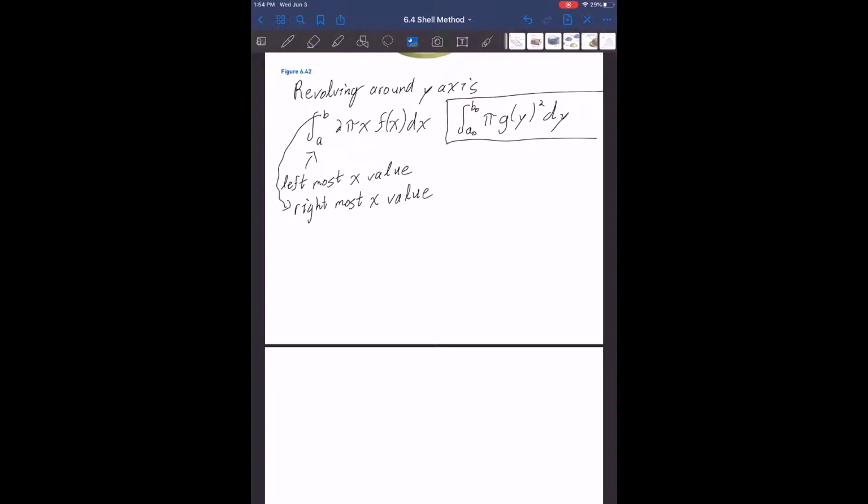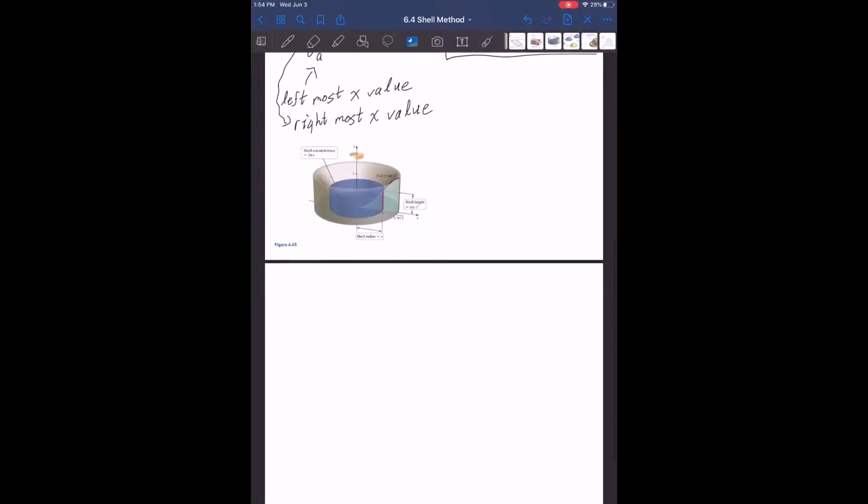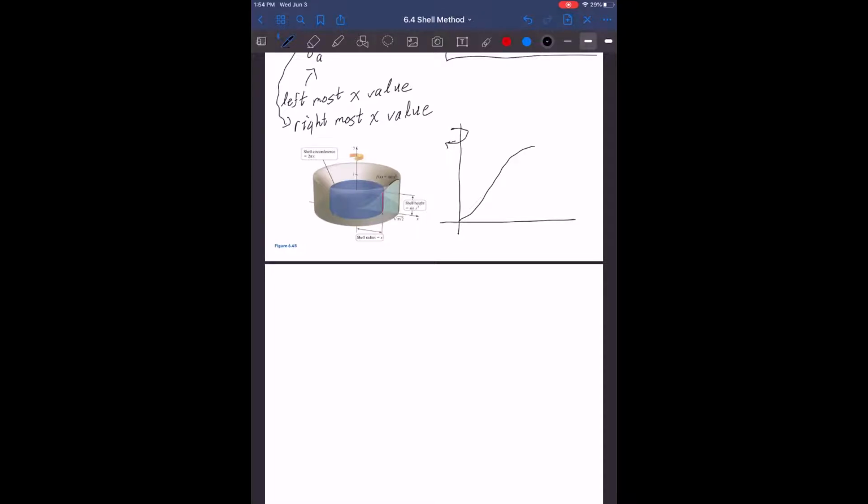So let's jump into an example. I have a picture of that right here. The example, which they call the sine bowl in the book, I guess it's a sine curve and it kind of looks like a bowl. So we have a curve that kind of looks like this, and we are revolving it around the y-axis. So this is y, this is x, and we have f of x equals sine of x squared.